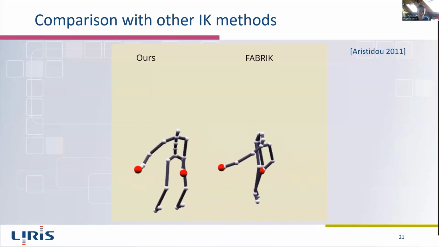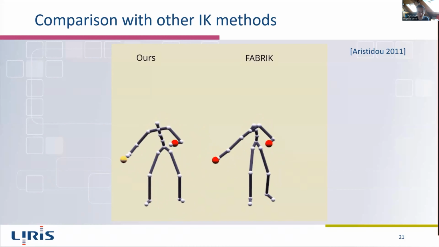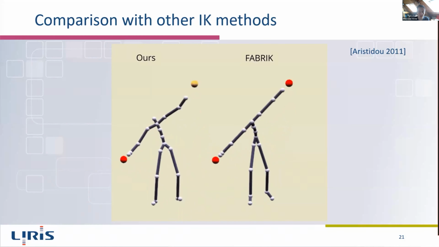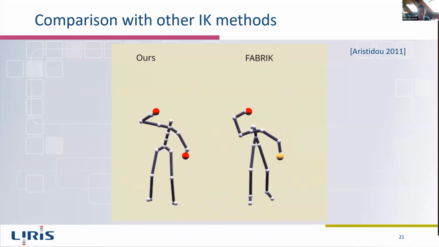A little bit more about what we can see. You can see that the torso is twisted to keep up with the targets, and also that the legs move to mimic maintaining balance.